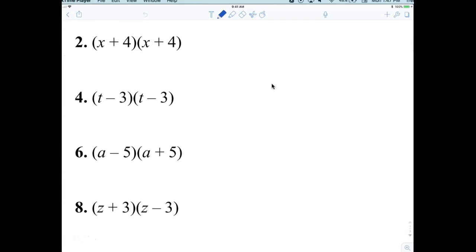So in this case, x plus 4 times x plus 4. Listen to me, guys. Since you did such a great job, I'm going to show you how you can look at that and just say it's x squared plus 8x plus 16 without doing any work. Please look up so I can show you the pattern.